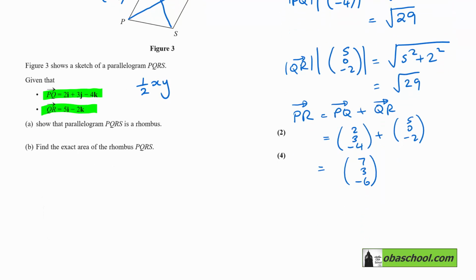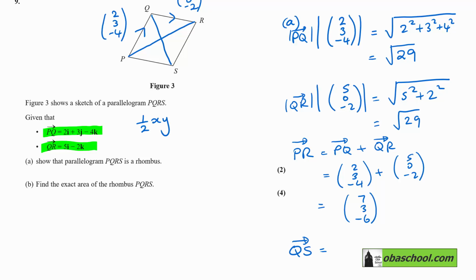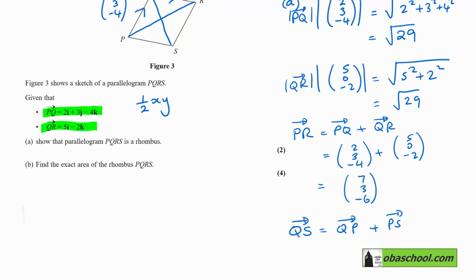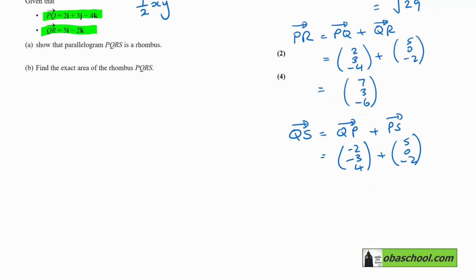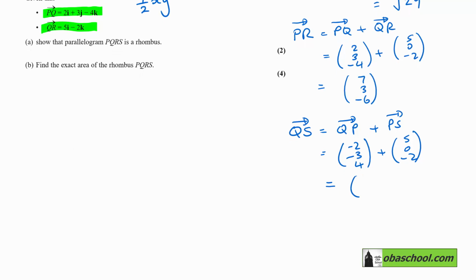Then if we do QS, the other diagonal, to go from Q to S, we're going to go from Q to P, and then we'll go from P to S. Now Q to P is backwards along PQ, so that is going to be (-2, -3, 4), and PS is the same as QR, so that's (5, 0, -2). And so we get (3, -3, 2).